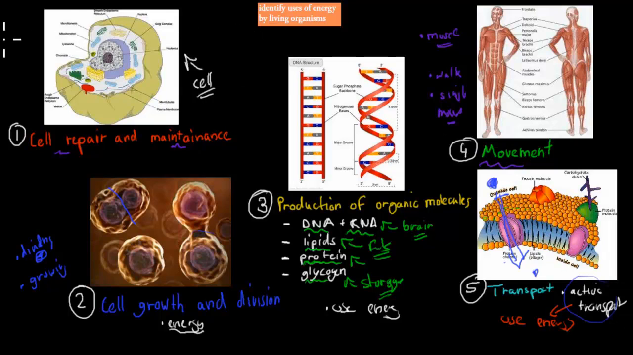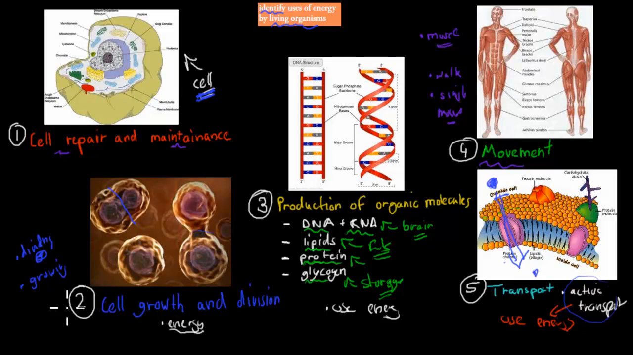So the dot point says, identify uses of energy by living organisms. And these were 5 important ones. So identify just means you need to name them, but it's good to understand them as well. But the first one was cell repair and maintenance. We need to keep our cells going. And our body is made up of millions of cells, and all living organisms are made up of cells. And you learn about that soon as well. But we need to keep them going, and that requires energy.